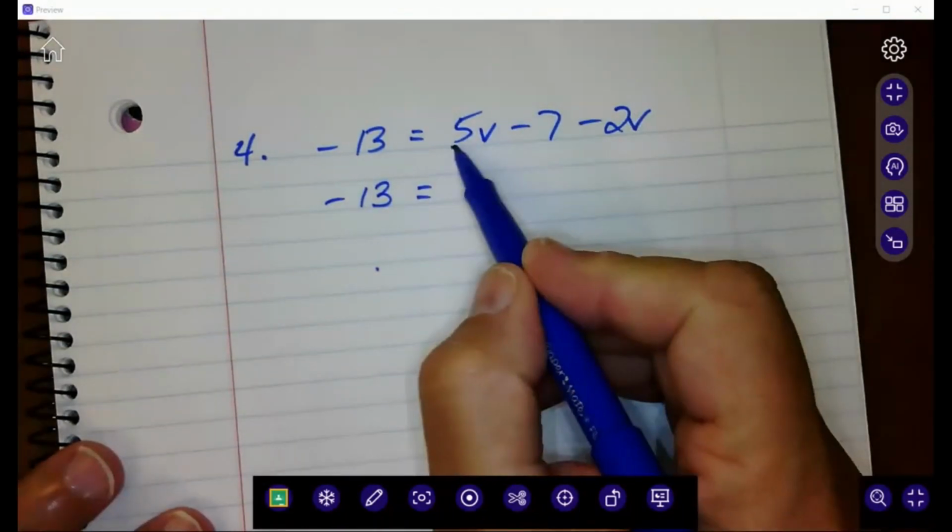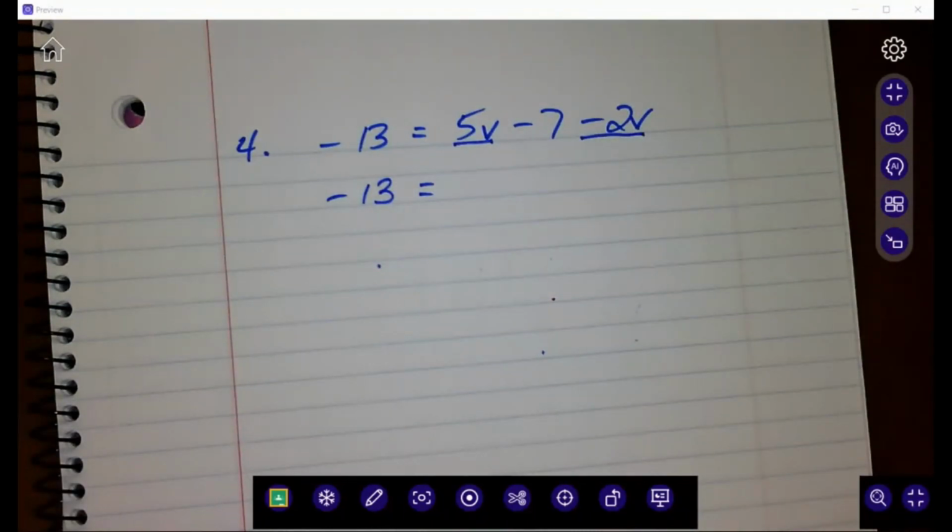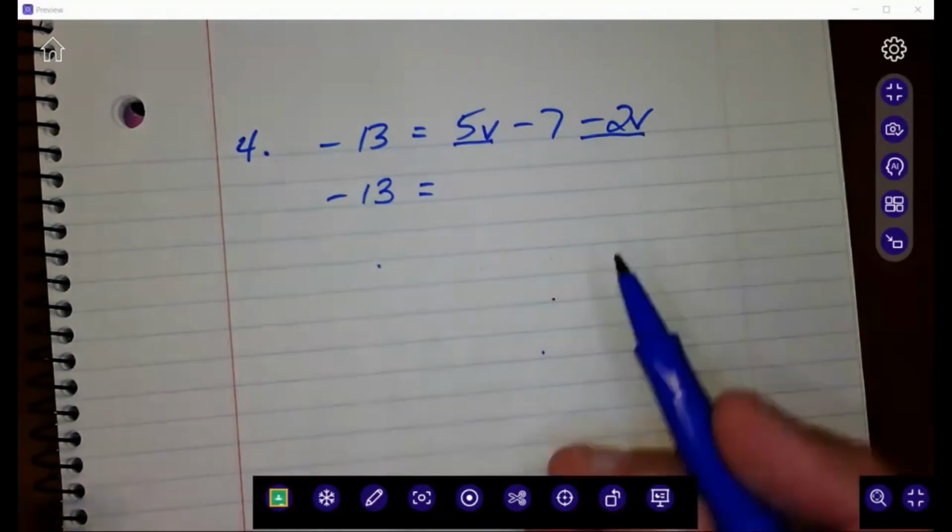But I can put 5v and negative 2v together, so that there's only one v term. And so we have to add positive 5, negative 2, and what do we get?